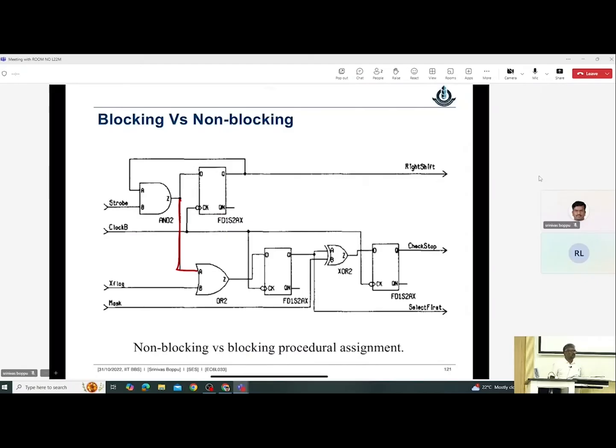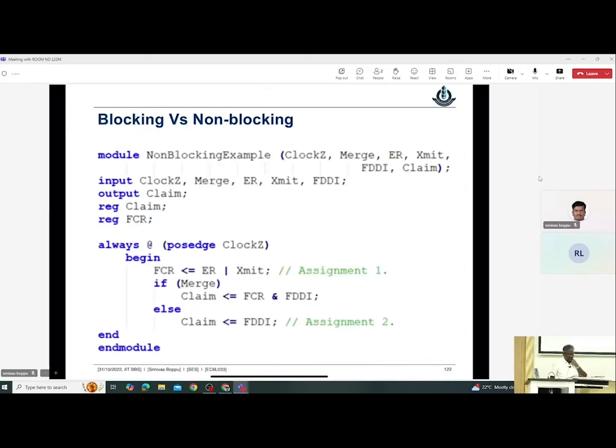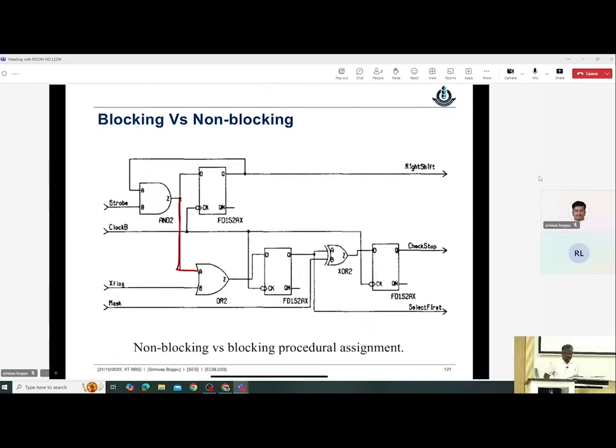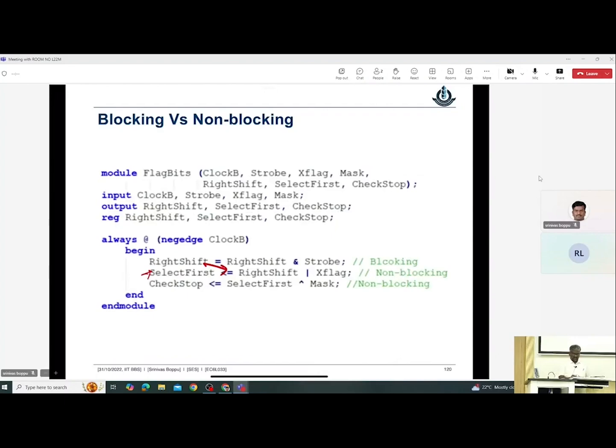Is it clear? Okay, good. So maybe again, try to come up with your own diagram. Now, here, what right shift value do we have to use? Either from the flip flop output or the updated value, right. I would say that we should use the updated value.